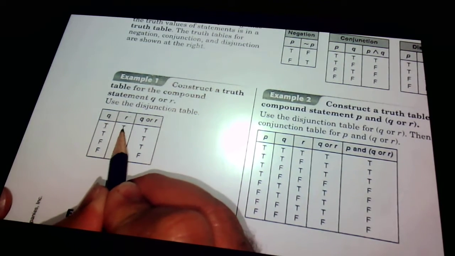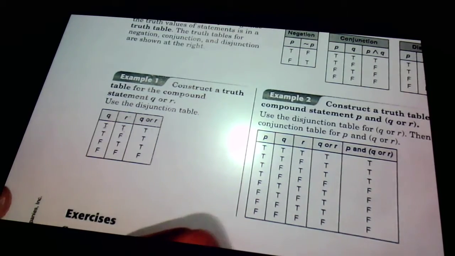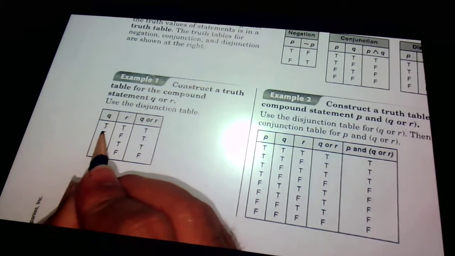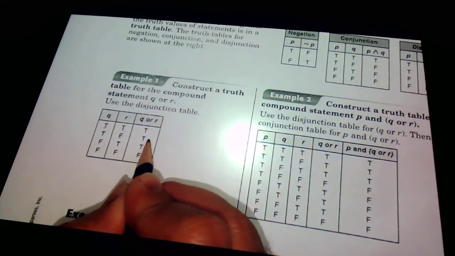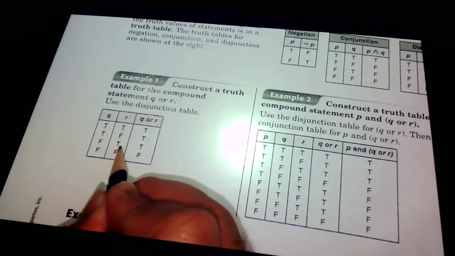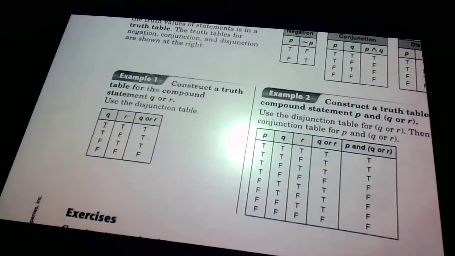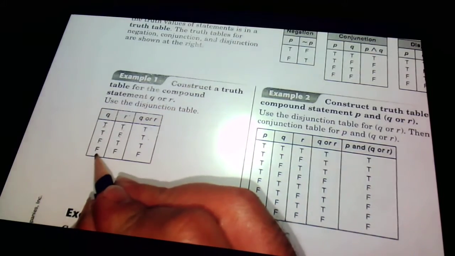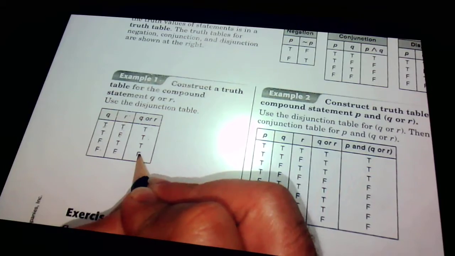Both statements could be true. If both of them are true, the disjunction is true because only one of them has to be true. Statement Q could be true or statement R could be false. Well, if one of them's true, the whole thing is true. So Q or R is still true. Statement Q could be false, but statement R could be true. Again, if one of them is true, the whole thing is true. So Q or R, the compound statement is true. Now look here. If Q is false and R is false, when I look at Q or R and they're both false, the whole thing is false.